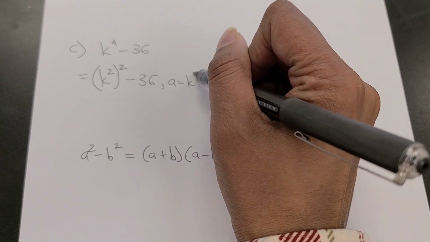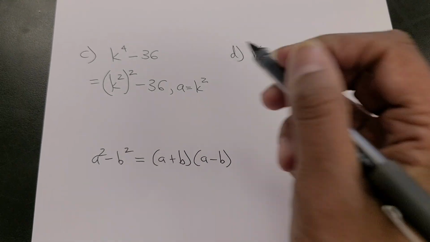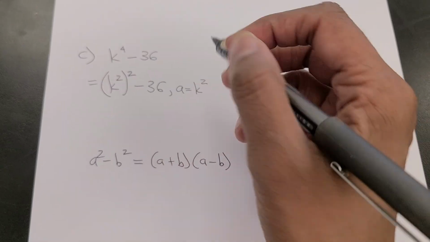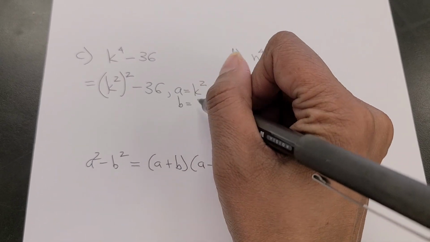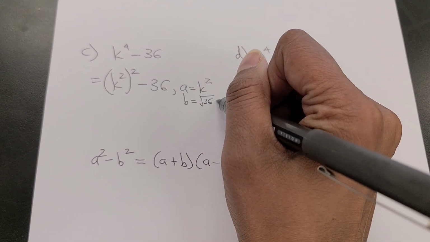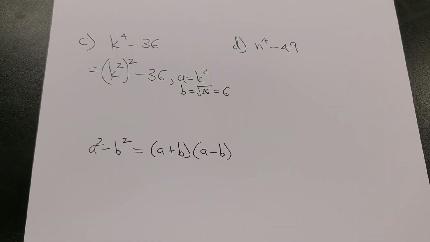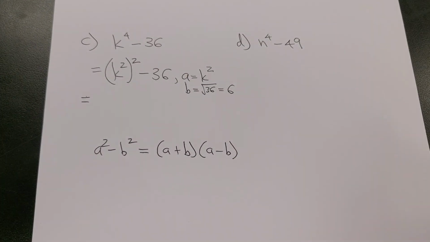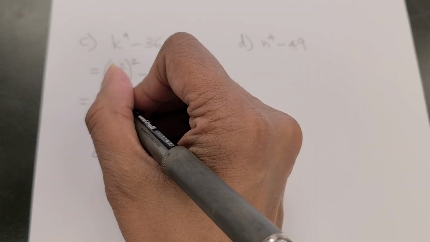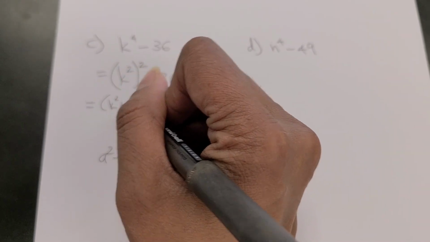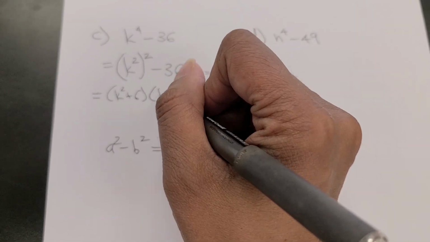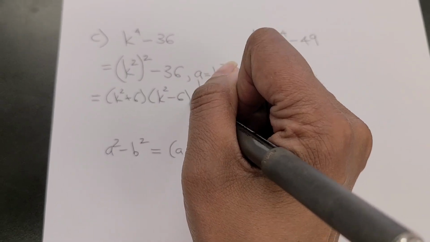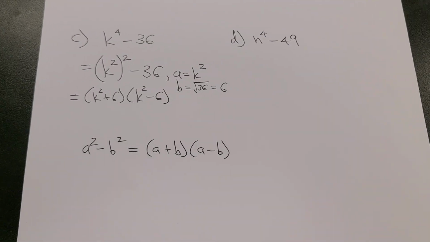Okay, so if you look at this case here, let's write it. A is actually equal to k squared, and b, because you're taking the square root, b is the square root of 36, which is equal to 6. Okay, and that's why when you actually factor it, in one bracket is going to be k squared plus 6. In the second bracket, k squared minus 6. Okay, and this is the final answer.